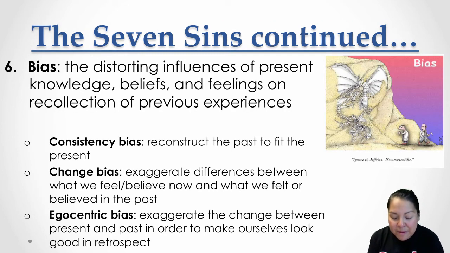The sixth memory failure is bias. One particular bias that is fun to talk about is our tendency as humans to act in an egocentric, biased kind of way. This is where, depending on the situation, we may unintentionally report inaccurate representations of our past.